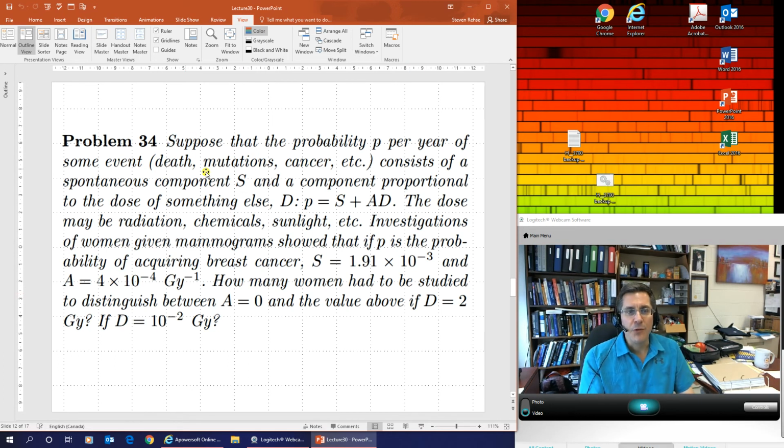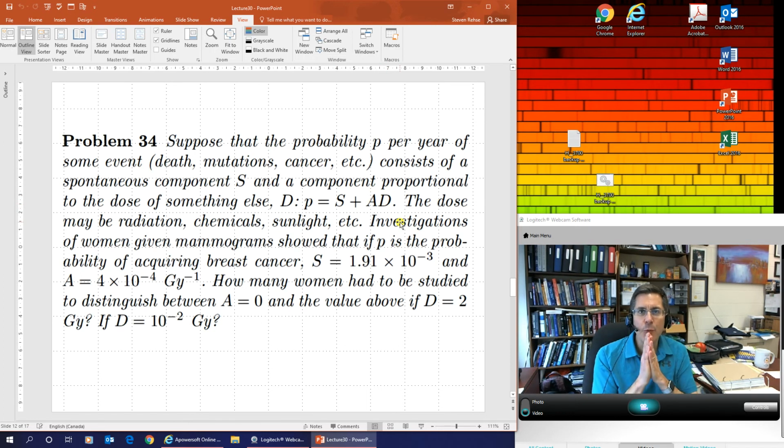This is problem 34 from Hobbie, if you want to do any of the Hobbie problems, because that's where this is coming from. So Hobbie's just saying this. Suppose that the probability P per year of some event, which could be death, mutations, cancer, whatever, for most cancers consists of a spontaneous component, which we call S, and a component proportional to the dose of something else called D. So that probability is a spontaneous component S plus A times D. All right, so S is just the spontaneous risk, D is the dose, and A is how sensitive to dose that thing is. So it's a spontaneous component and a component caused by dose, which of course is true, right?